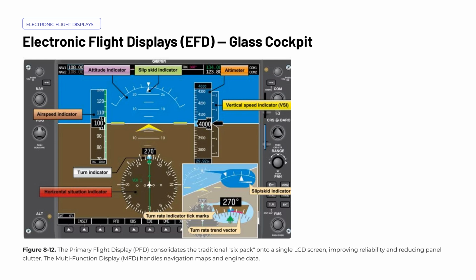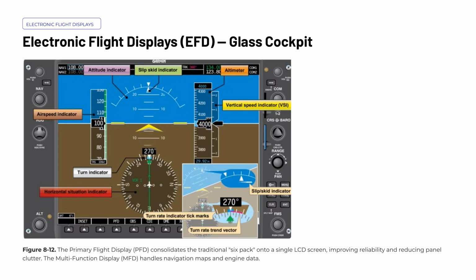Modern aircraft increasingly rely on electronic flight displays, commonly referred to as glass cockpit systems, to present critical flight information to the pilot. At the heart of this system is the primary flight display, or PFD, which consolidates what was traditionally known as the six-pack: the airspeed indicator, attitude indicator, altimeter, turn coordinator, heading indicator, and vertical speed indicator, all onto a single liquid crystal display screen. This integration significantly improves reliability by reducing the number of individual mechanical instruments that can fail independently, and it also reduces panel clutter, allowing for a cleaner, more organized cockpit environment.